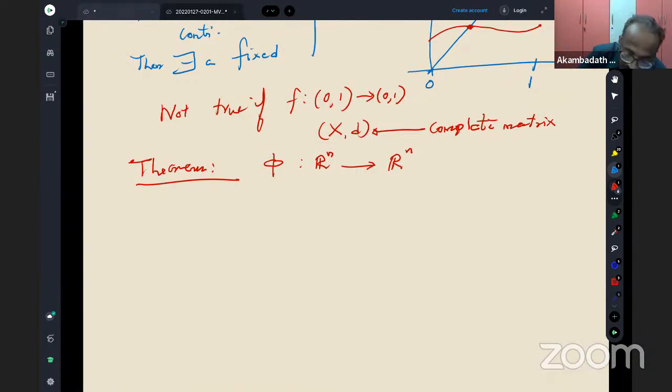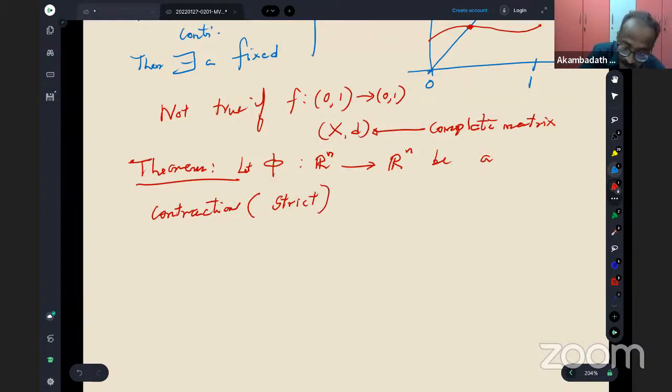Let phi be a contraction map. Actually, some books may write it as a strict contraction. So look at the definition. Some people don't use the word contraction itself the way I'm writing it. So whenever you are reading any book, make sure what the definition of contraction is. Sometimes it is like when you say monotonically increasing, some books write strictly monotonically increasing. So understanding the definition is important.